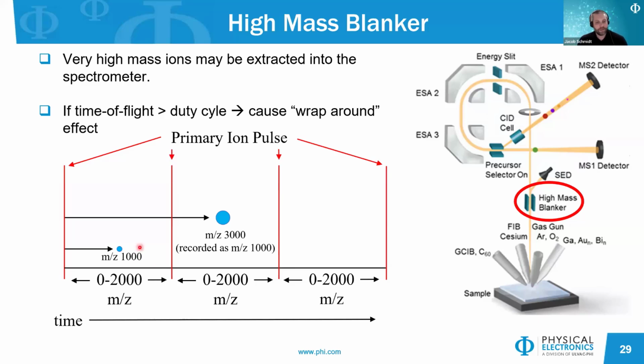However, if an ion has a mass of 3000 from that first duty cycle, it will take longer than the duty cycle to fly through the spectrometer, impact the detector during the second duty cycle, and in this case, it will be recorded as a mass of 1000 rather than 3000. This can be true for even larger ions that may take 3 duty cycles or more to travel through the spectrometer. So what the high mass blinker does is it will stop that ion beam at the point where the last ions from the window will have passed this early flight path point, thus preventing those large mass ions from entering the spectrometer.